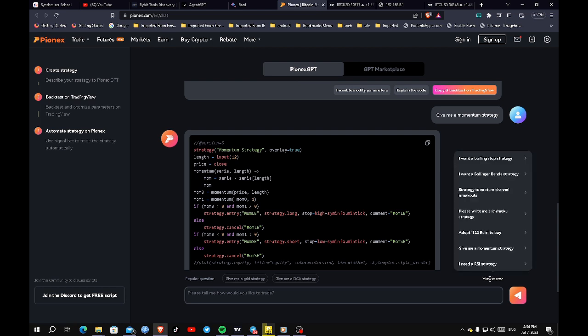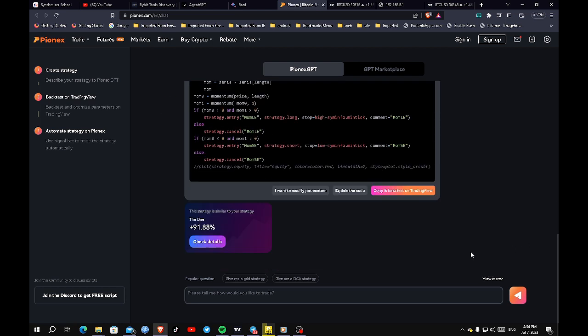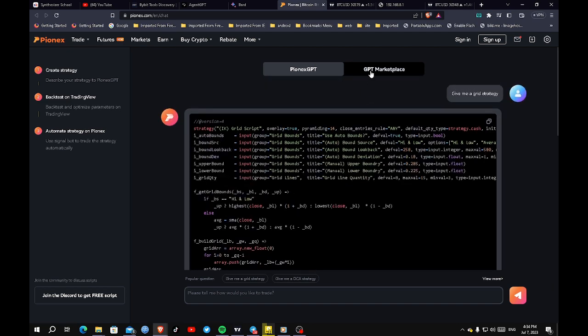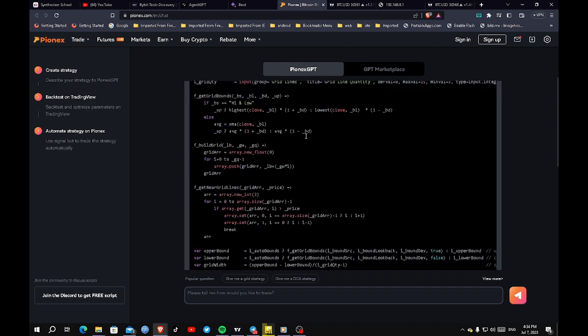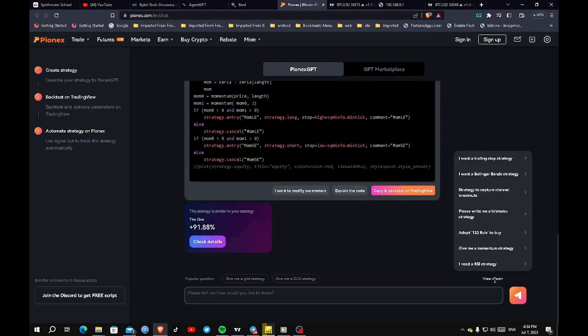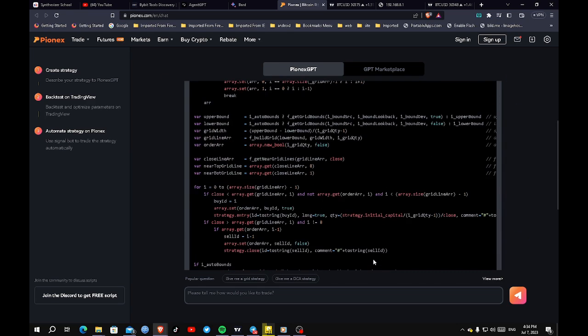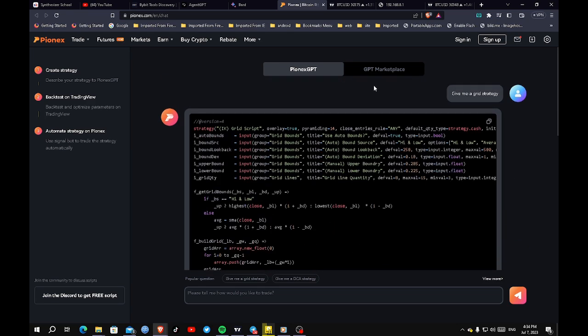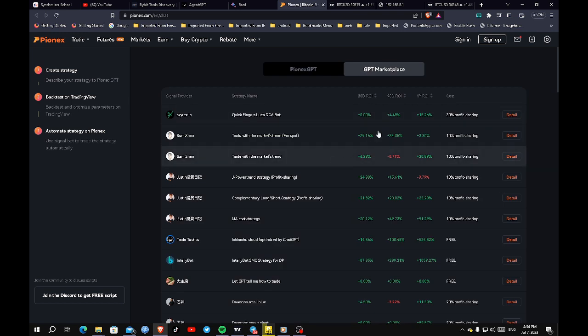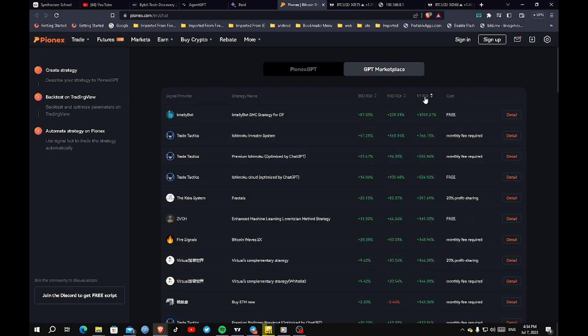So they have a whole lot of presets here that you can use to trade. Still here. How do I even go back? You can see that Pionex is much more advanced. Then they also have a marketplace, so we can use it to choose based on ROI. You see that here some of their bots are free, some of them require a monthly fee, some of them have a percentage profit sharing.